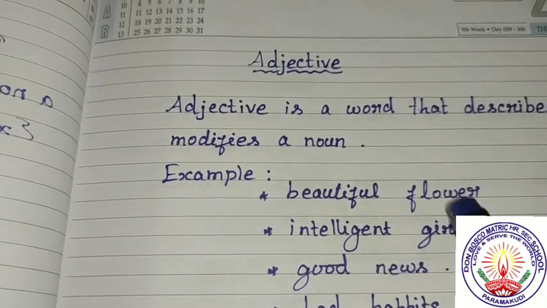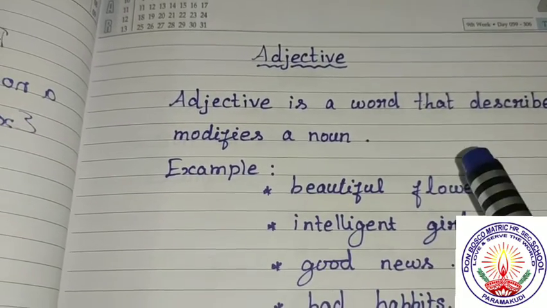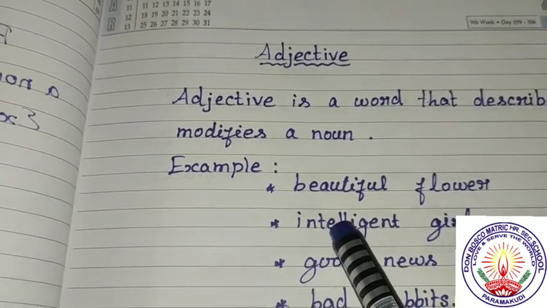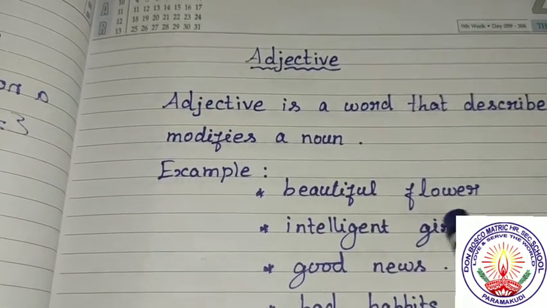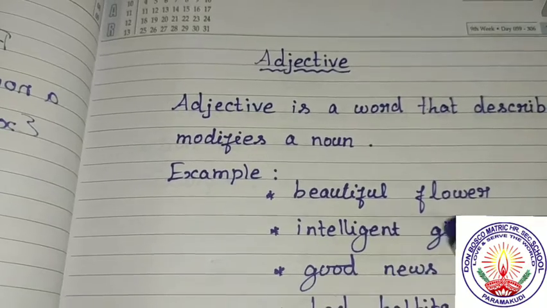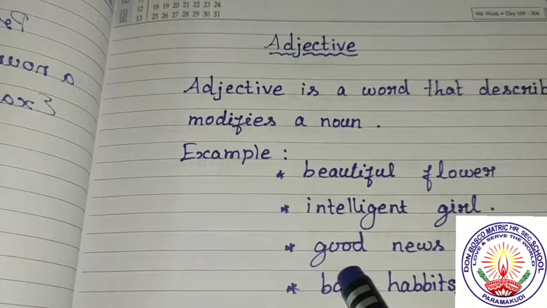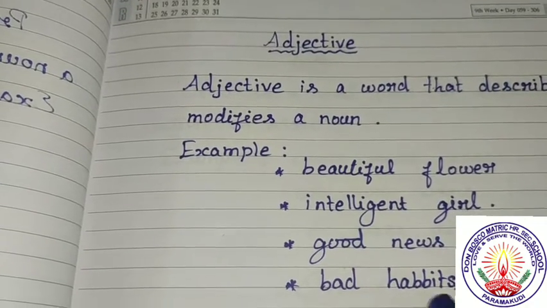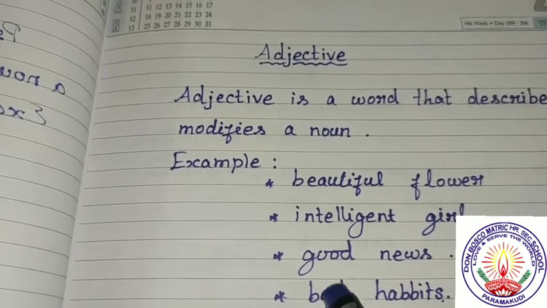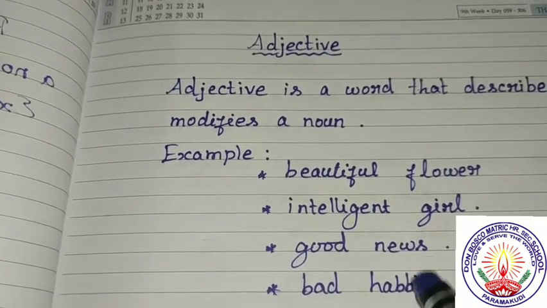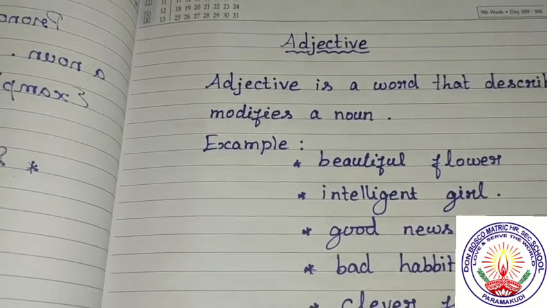Intelligent girl. Intelligent girl, noun. So always the adjective comes before the noun, and it also qualifies the noun: what kind of flower is it? Beautiful flower. What kind of girl is she? Intelligent girl. What kind of news is it? Good news. Like that it qualifies, it describes, it gives more information about the noun. Do you understand? So good news, good is the adjective.